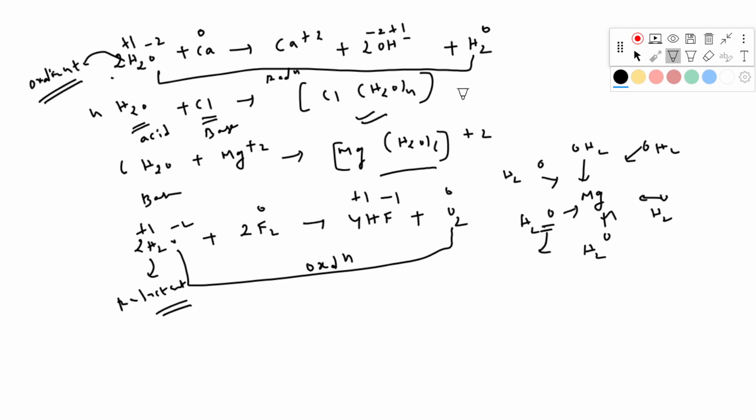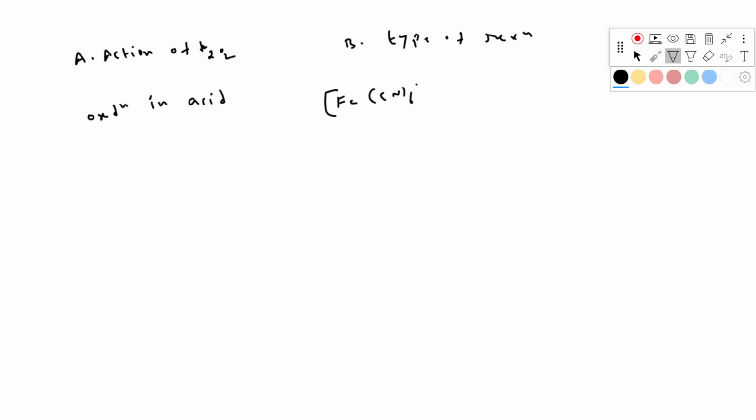Next important question. This is a matching question: action of H2O2 and type of reaction. The first one is oxidation in acid. Here Fe(CN)6 3 minus to Fe(CN)6 4 minus. Second option, oxidation in base.